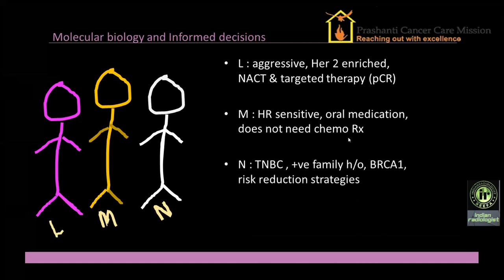And finally, Nina here has what we call a triple negative high-grade breast tumor. She has a positive family history of breast cancer in her mother and ovarian cancer in a maternal aunt. She's advised genetic counseling. It turns out that she has a BRCA1 gene mutation, and she's advised risk reduction strategies in the form of bilateral mastectomies and oophorectomy.